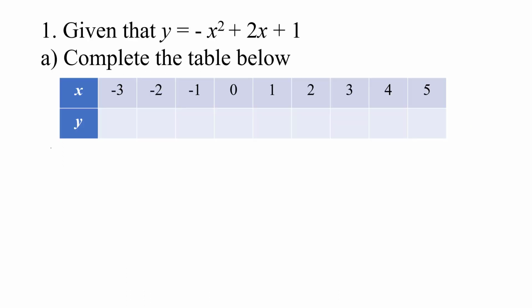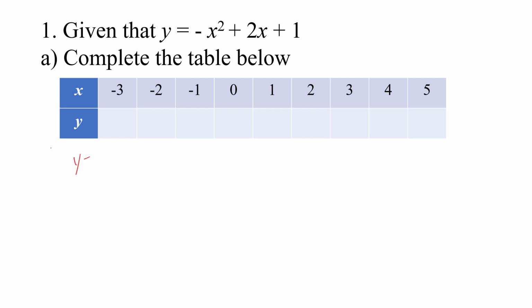So now let us look at an example. Given that y equals negative x squared plus 2x plus 1, complete the table below. All of you should have encountered a similar question for your linear equations, that means your straight line, and the same thing applies. What we are going to do is substitution. I will show you 2 examples, then you go and do it yourself.